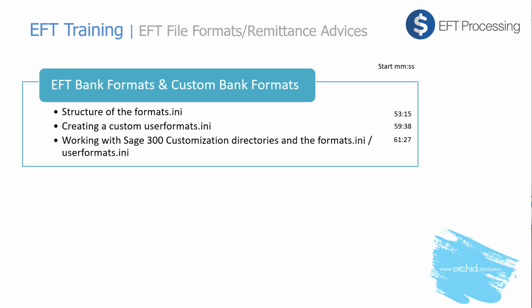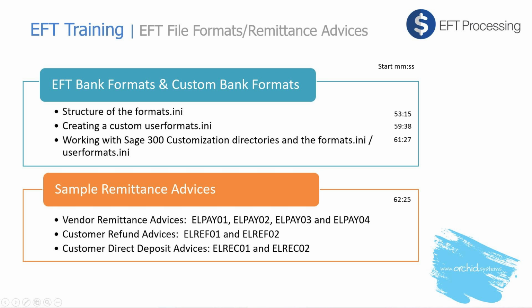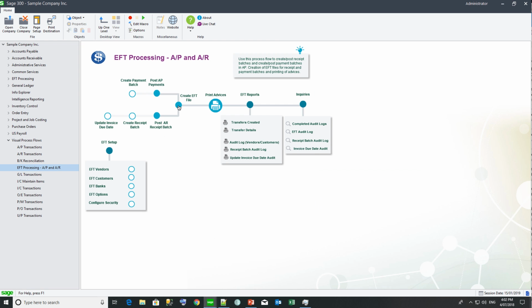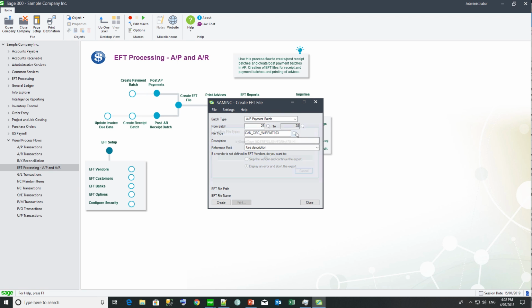Now we're going to have a look at the EFT bank formats and how to create custom bank formats if you need to. We'll review the structure of the formats.ini, how to create a custom user formats.ini, and where you can put these files if you want to work with Sage 300 customization directories. And we'll also have a quick look at the default remittance advices for vendor remittances, customer refund advices, and customer direct deposit advices. When you open the Create EFT file, you may find that the formats.ini gets reloaded.